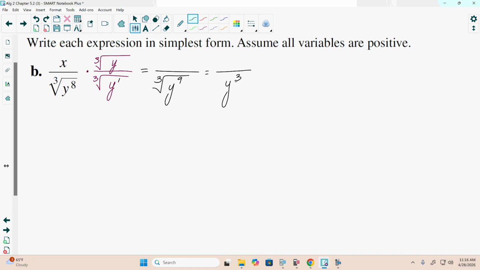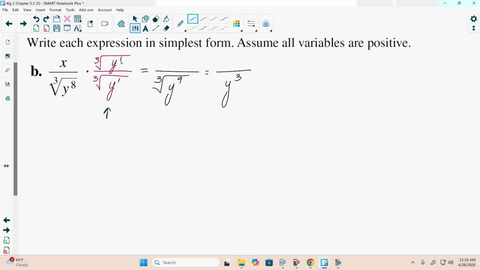Hint, reminder, something to know, whatever we multiply this by, the exponent attached to the variable inside that radical cannot be bigger than the index. I would not multiply this by the cubed root of y to the 3rd, or cubed root of y to the 4th, because we're trying to get it to simplify. Anything we go above that is going to give us extra factors that have to simplify out.